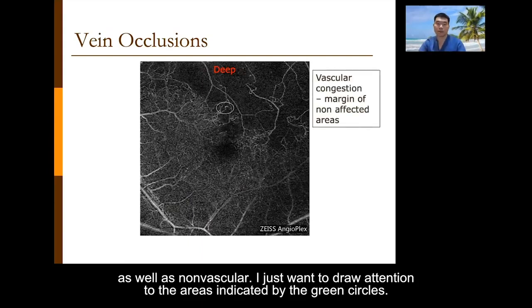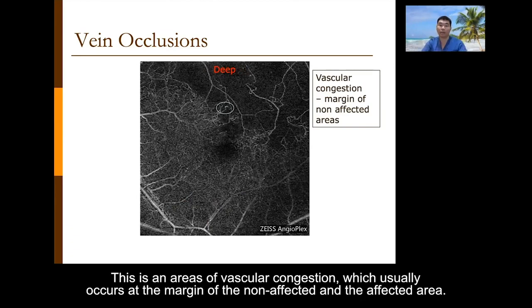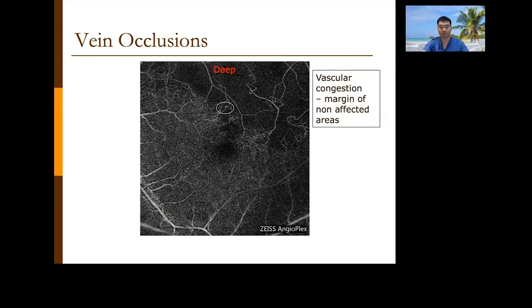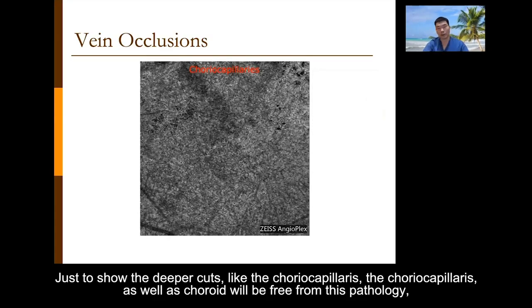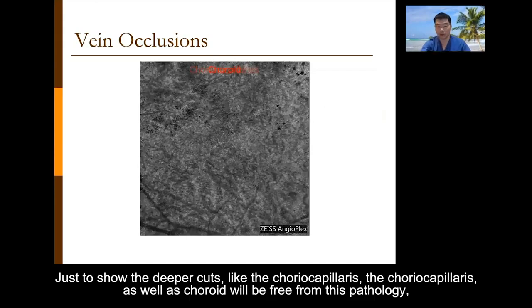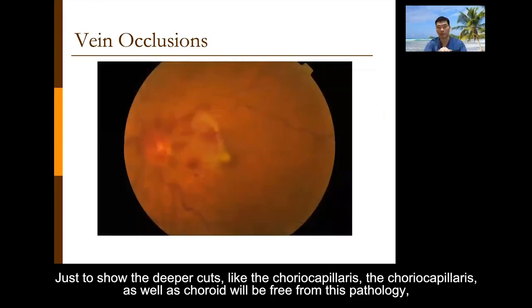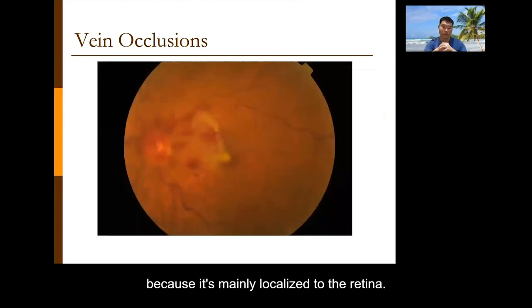Just want to draw your attention to the areas indicated by the green circles. These are areas of vascular congestion, which usually occurs at the margin of the non-affected and the affected area. Again, just to show, the deeper cuts like the choriocapillaris as well as the choroid will be free from this pathology because it's mainly localized to the retina.